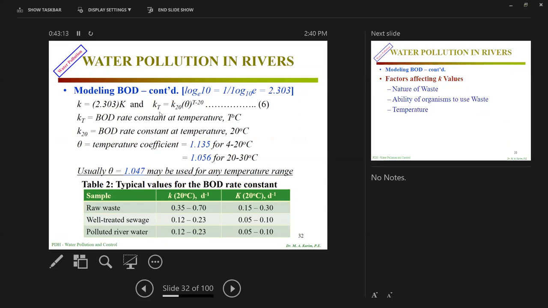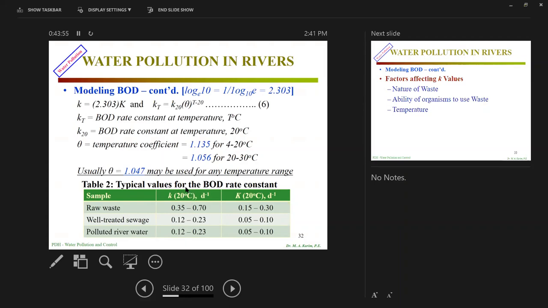And this equation gives us the adjustment for the k value at a different temperature. Most of the time it is 20 degrees, the standard temperature that we use to calculate that, but if my field temperature is less or more, then we use this equation to adjust the value of k. So k_T is the rate constant at temperature T degrees, k_20 is at 20, and theta is the temperature coefficient: 1.135 for 4 to 20 degrees Celsius, or 1.056 for 20 to 30. Usually I use 1.047 for any temperature. Here are some of the typical k values, small k and capital K.